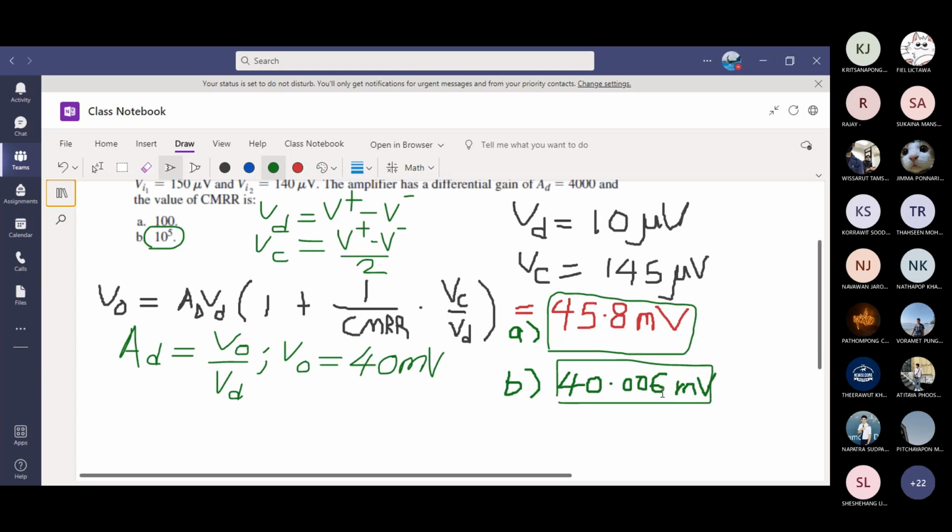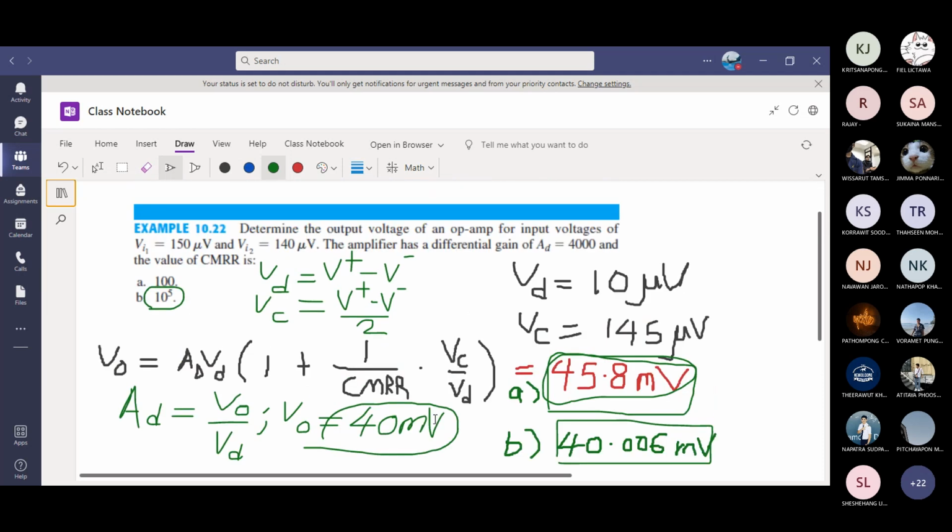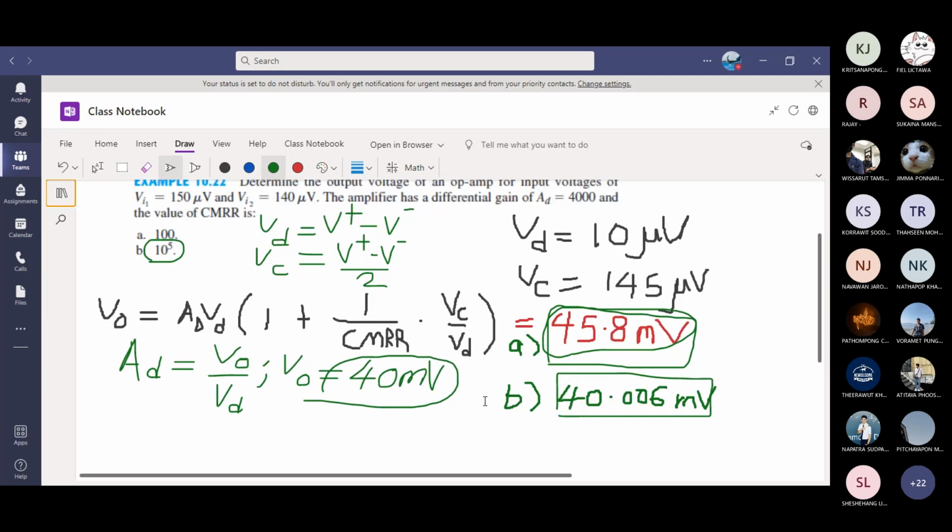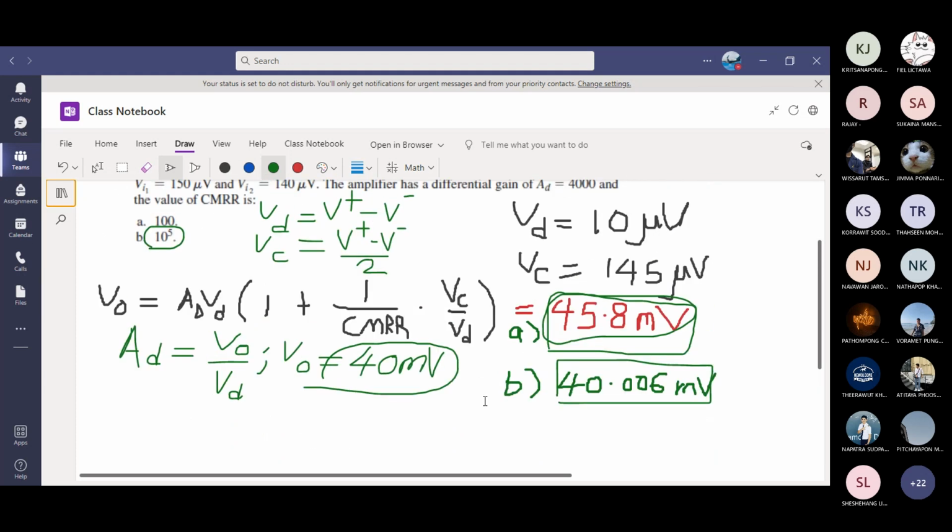So if you look at the final answer for high common mode rejection ratio, it's 40.006 millivolts, which means the output is mostly because of your desired signal. But here the output is almost 6 millivolts more. That is coming from common mode. The rejection ratio is low. Is this 100? This is 10 power 5. If you want a good op amp that easily gets rid of the noisy signal, you should have high CMRR.